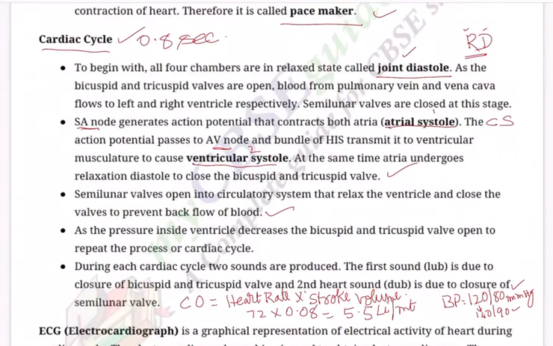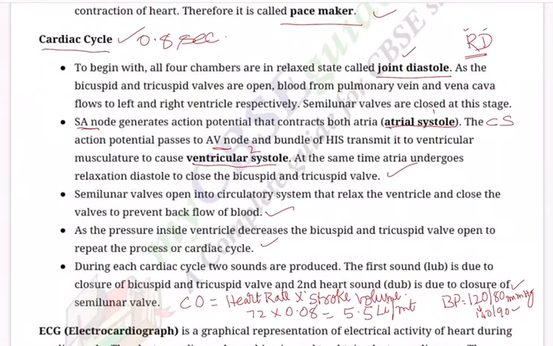Just yesterday I said there is no backflow of blood in our human heart. The structure and arrangement is such that there won't be any backflow. As the pressure inside ventricles decreases, the bicuspid and tricuspid valves open to repeat the process of cardiac cycle.